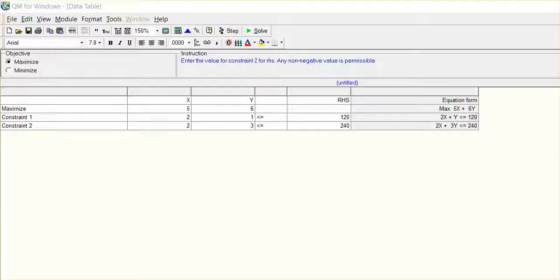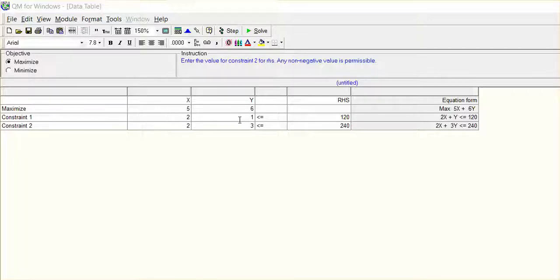What I have up here in my table, I've already put the values in for the two variables, x and y. And this was maximization. In the problem, we know that we have a profit for each unit that we sell of x. We're going to make $5, and $6 for each unit sold of y. We have two constraints. So we have 2x plus 1y.